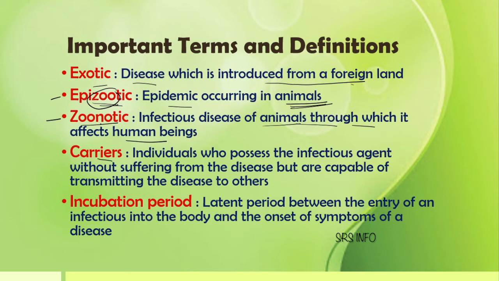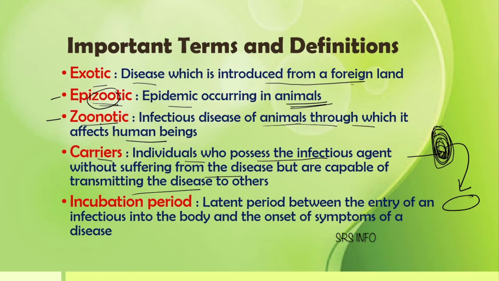Then what is a carrier? Is a carrier a patient? No, not at all. Carriers are individuals who possess the infectious agent without suffering from the disease but are capable of transmitting the disease to others. Suppose this is a human body, the infectious agent enters this body, and this infectious agent grows and multiplies. This person is that strong, yet can spread this infectious agent to another person who has less immunity or any other problem.